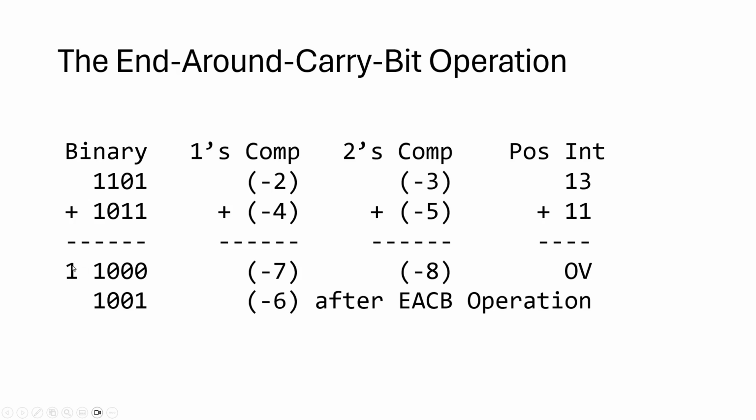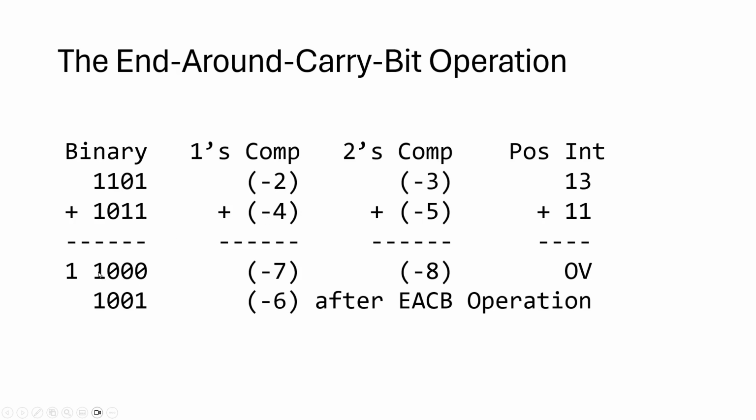And the carry bit you have to take into account in the one's complement system, and bring it down and add it back in to the ones column to get the real value for the one's complement system. 1, 0, 0, 0 plus 1 is 1, 0, 0, 1. And so this 1, 1, 0, 1 in the one's complement system equals -2. The next one equals -4.